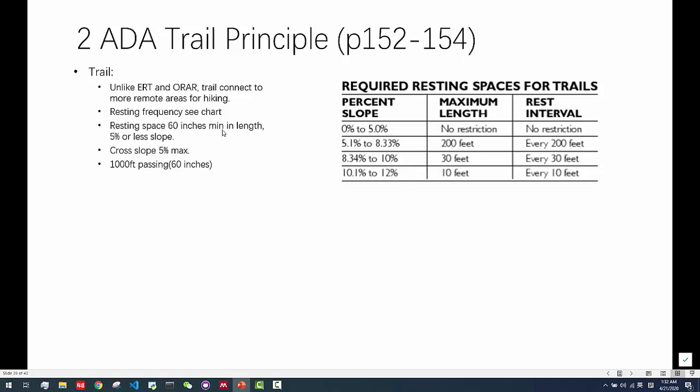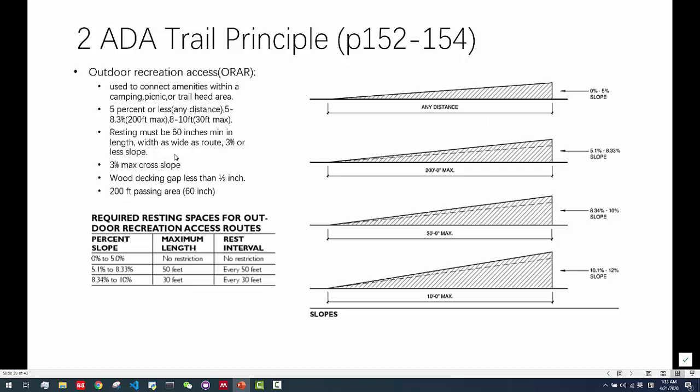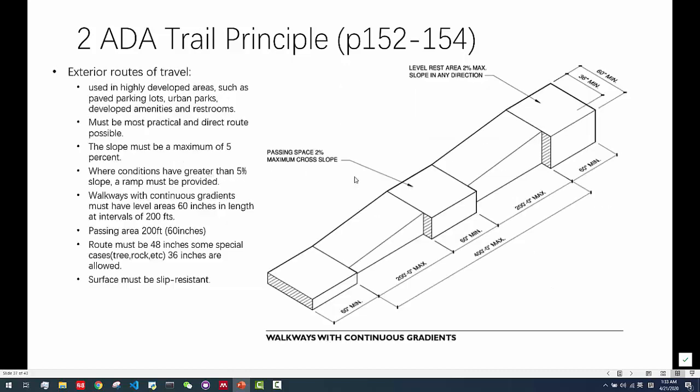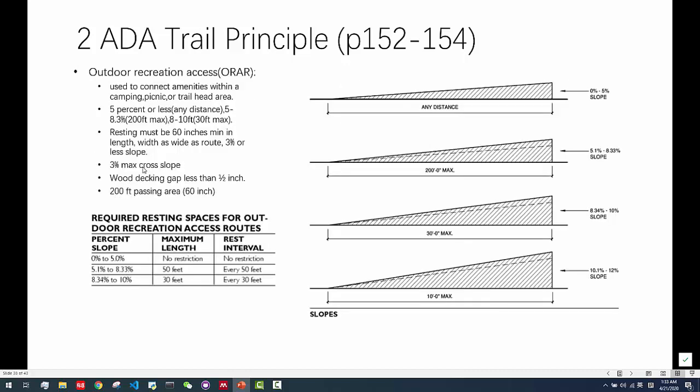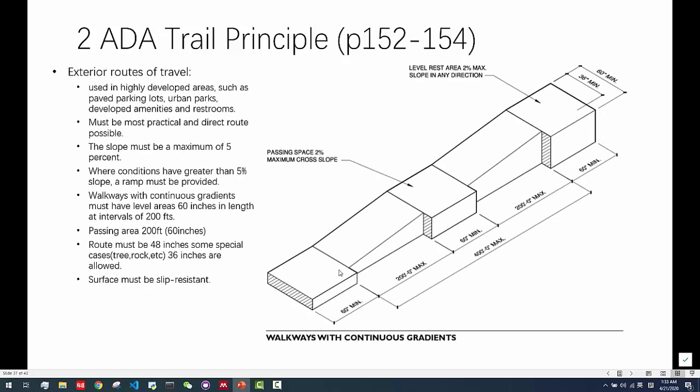Resting area 60-inch, nothing changed. Cross slope 5%. This is probably the only spec that has changed. This 3%, this 2%, and then when you go to normal trail in a far area, it can be 5%. In terms of passing, you can do 1,000 feet. So for this rest area, you can do 1,000 feet, while this is 200. You can be longer and do a passing. See, this is passing.